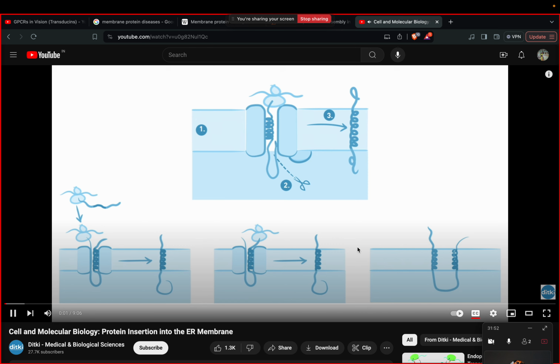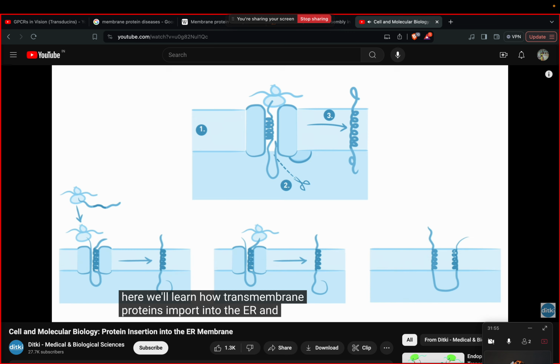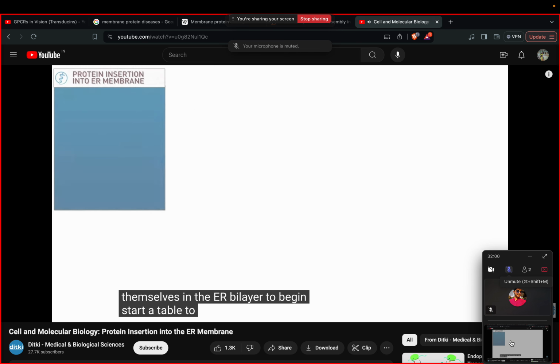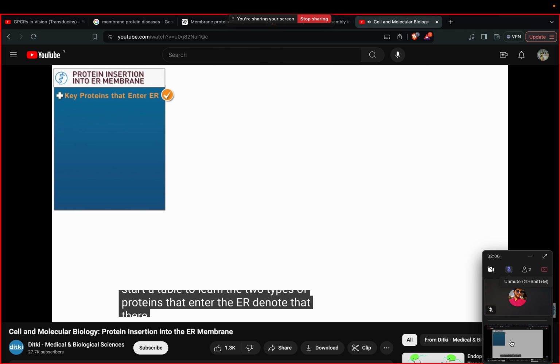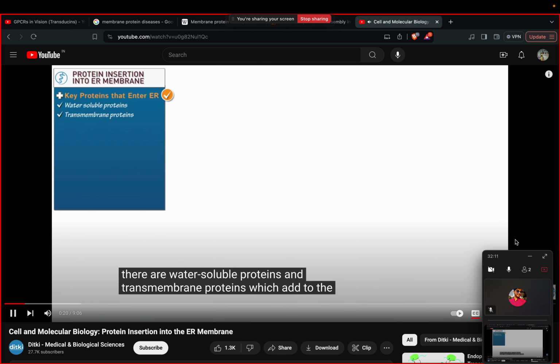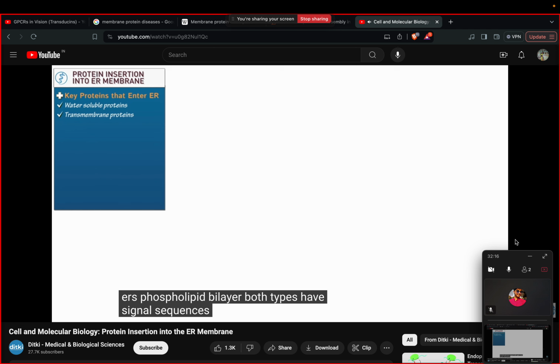Here we'll learn how transmembrane proteins import into the ER and embed themselves in the ER bilayer. To begin, start a table to learn the 2 types of proteins that enter the ER. Denote that they are water-soluble proteins and transmembrane proteins, which add to the ER's phospholipid bilayer. Both types have signal sequences that direct them to the ER. Here we'll focus only on transmembrane proteins, which import co-translationally. Ribosomes continue synthesizing them as they cross the membrane.